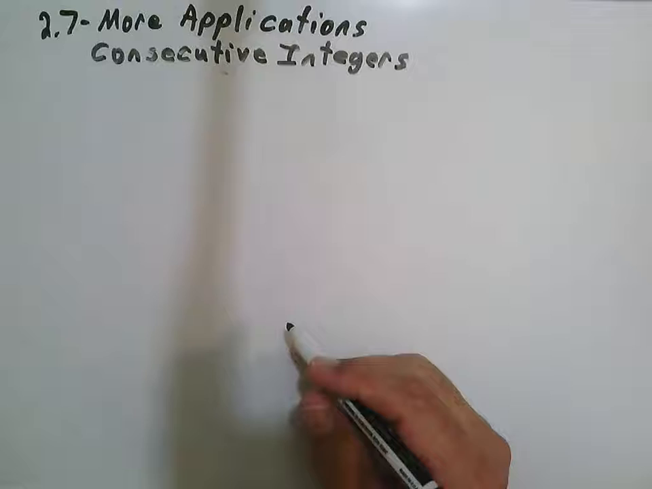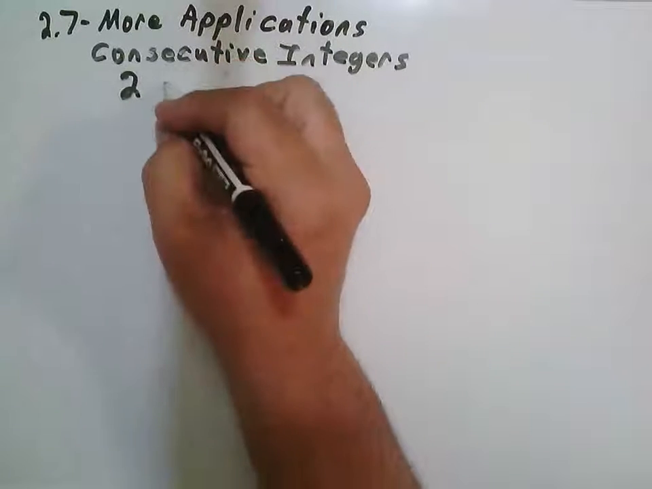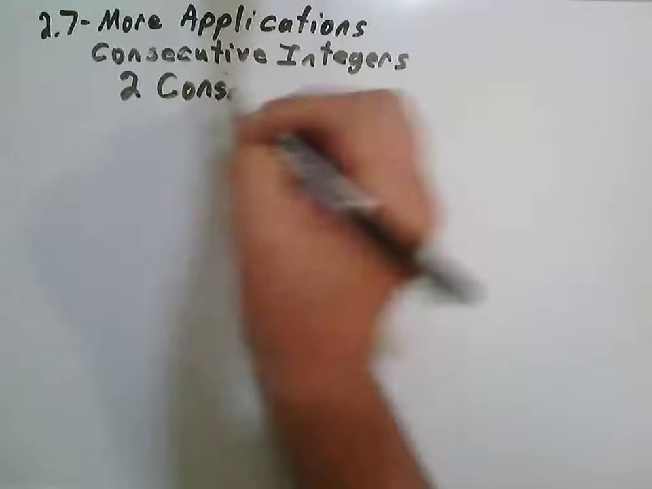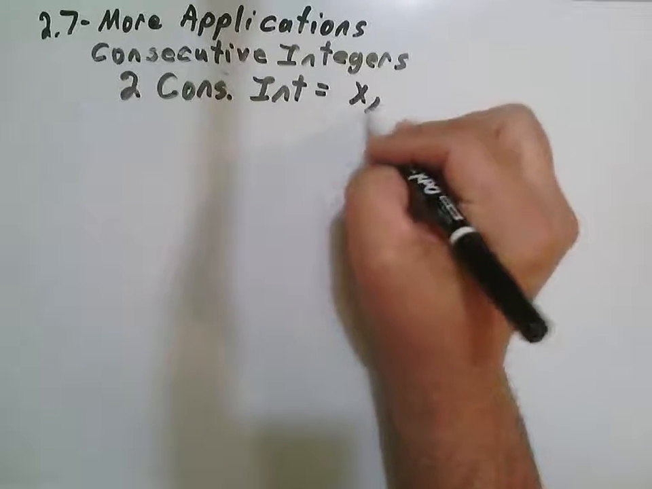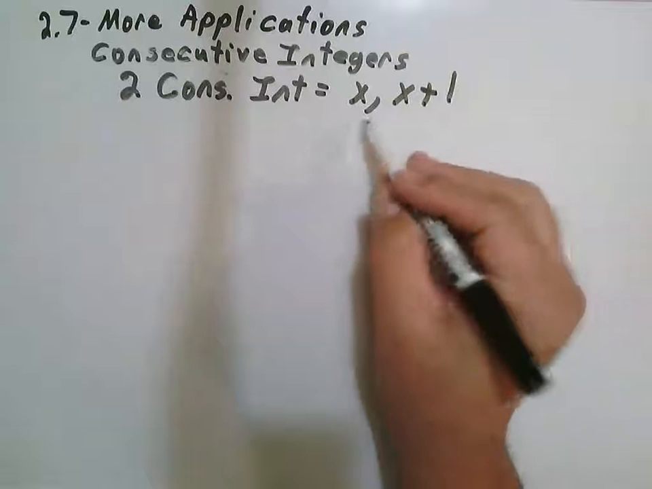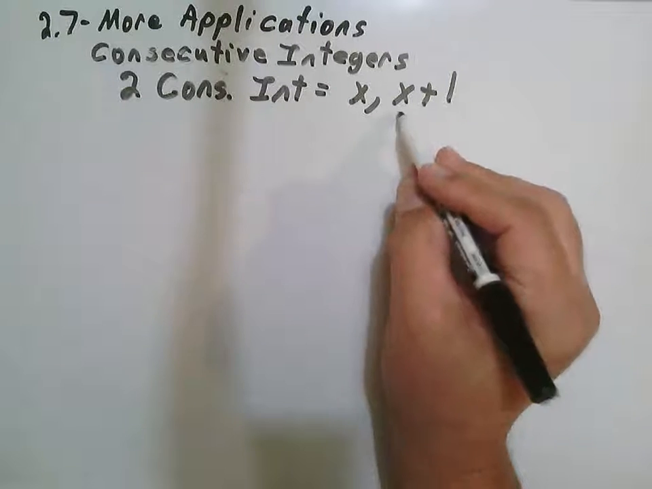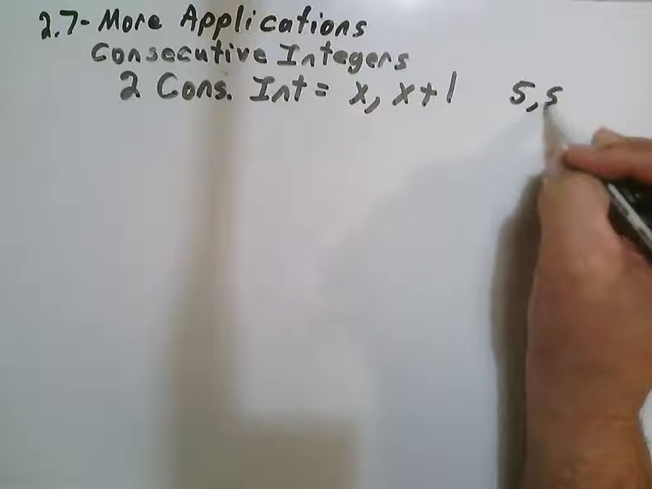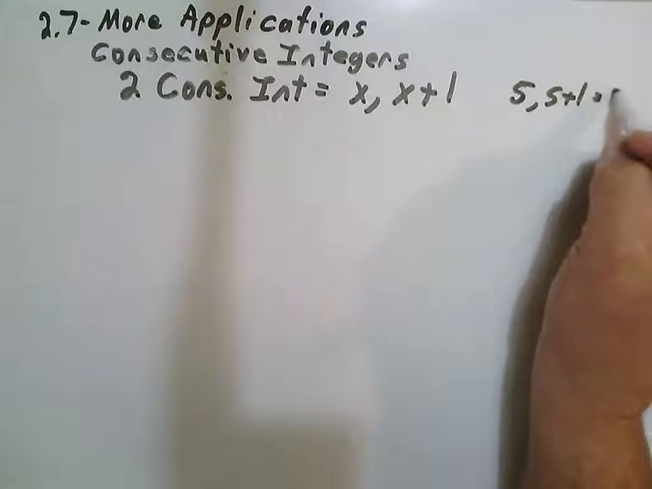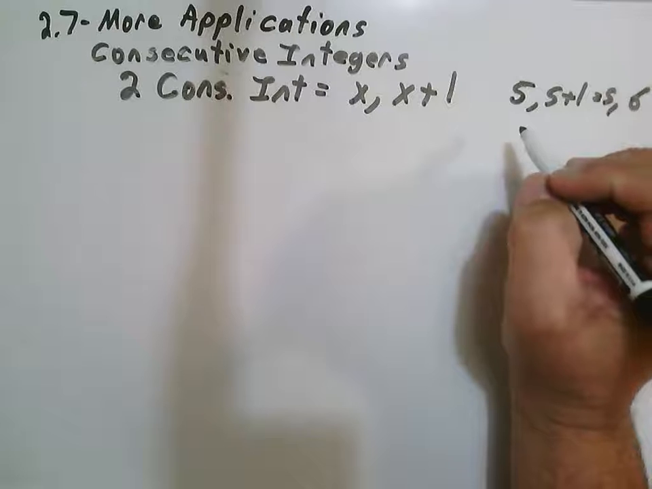And integers are just whole numbers. So basically the formulas that we're going to have for this: if you have two consecutive integers, the formula is basically this. You have one integer, and then the consecutive means the one directly after that. So if I had 5, the next one would be 5 plus 1, which would mean my two numbers would be 5 and 6.